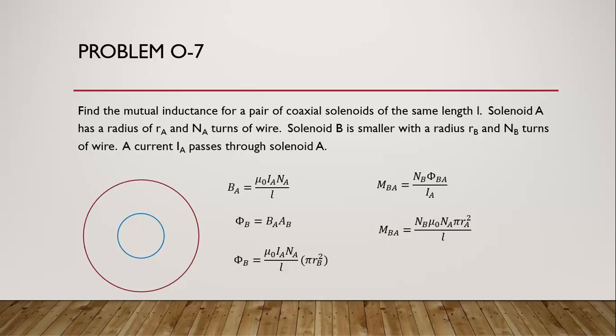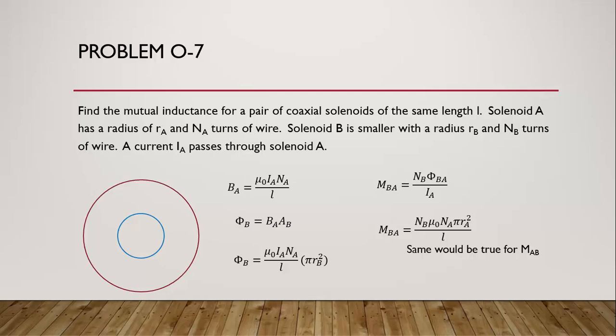Oddly enough, the current cancels out in this case, and we really get N_B N_A mu naught pi R_A squared divided by L. Now it's worth pointing out the same would be true for M_AB.